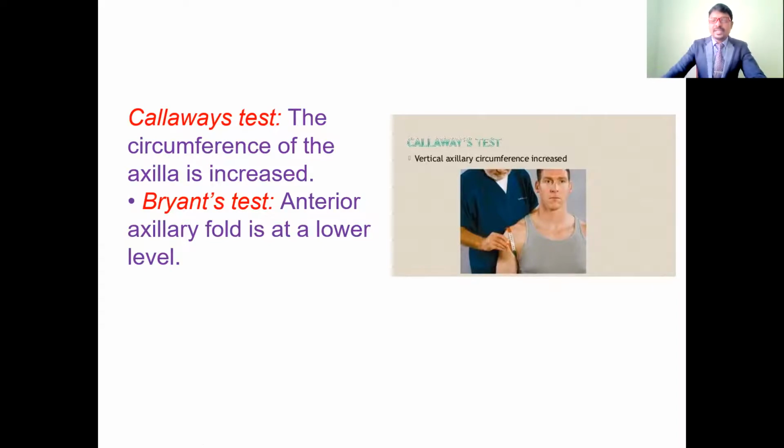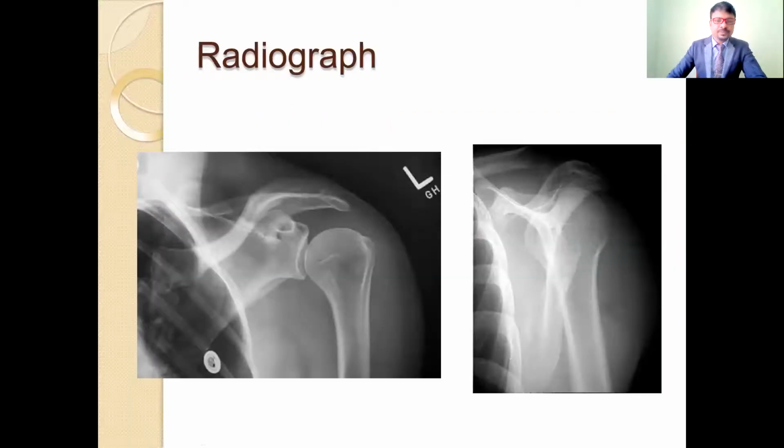So these are the 4 physical tests we can use while doing the physical examination. These tests help to rule out whether it is an anterior dislocation, posterior dislocation or inferior dislocation, or another differential diagnosis such as a fracture. So we can easily differentiate a fracture from a dislocation with these special tests.